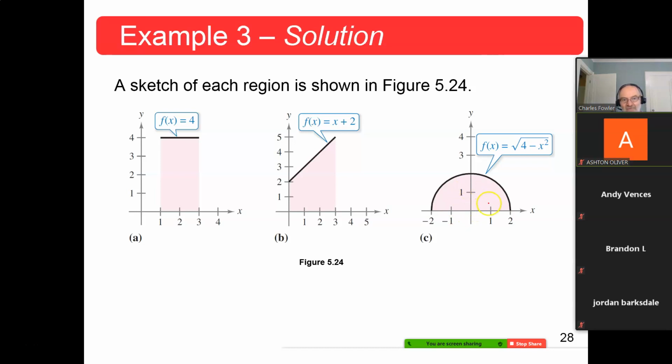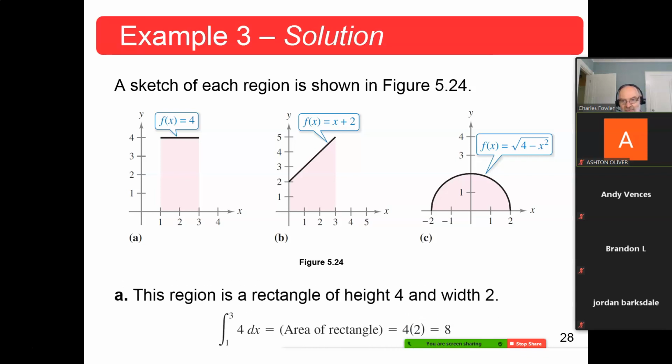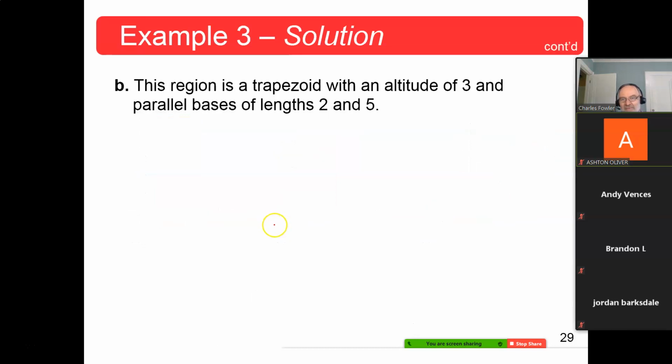And 1/2 pi times the radius squared. Radius is 2. 1/2 of pi times 4, that would be 2 pi. So the first is the area of a rectangle, height 4, width 2, area is 8. Not a single bit of calculus involved with that one. Okay. Second one, the region is a trapezoid with altitude of 3.